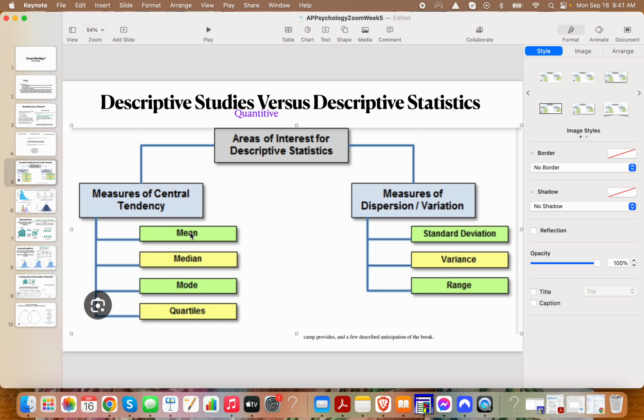The mean is the statistical average. The median is the exact middle data point. The mode is the most occurring data point. And so we call these measures of central tendency. How are we talking about the middle of the data? And you learned this week about how to talk about the dispersion, or how spread out the data is.